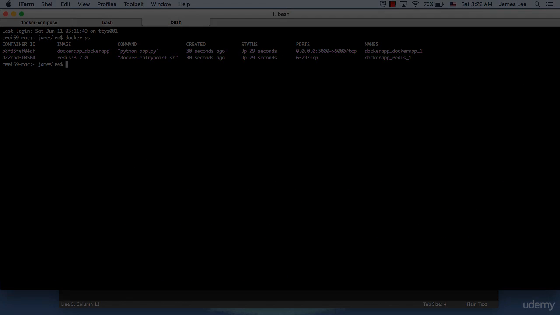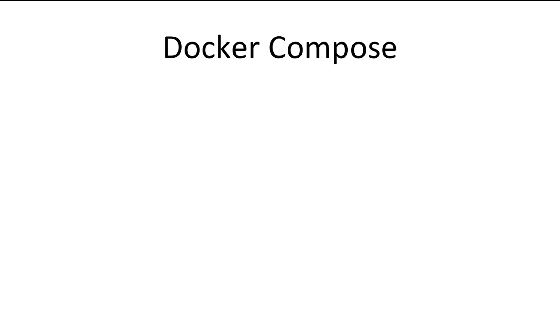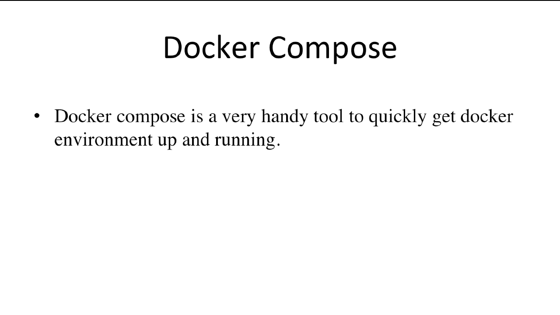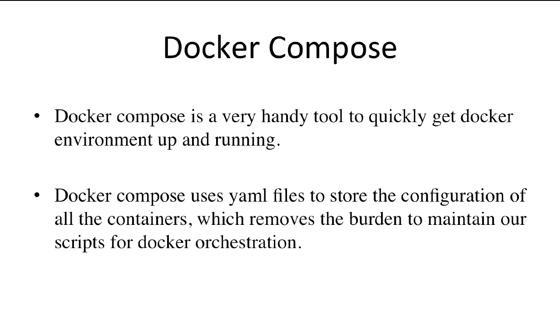Let's summarize. We have demonstrated how to automate our Docker workflow with the Docker Compose command. Docker Compose is a very handy tool to quickly get a Docker environment up and running. It uses YAML files to store the configuration of all the containers, which removes the burden of maintaining our scripts for Docker orchestration, such as starting, linking, and stopping our containers. In the next lecture, we'll learn more about the Docker Compose workflow.